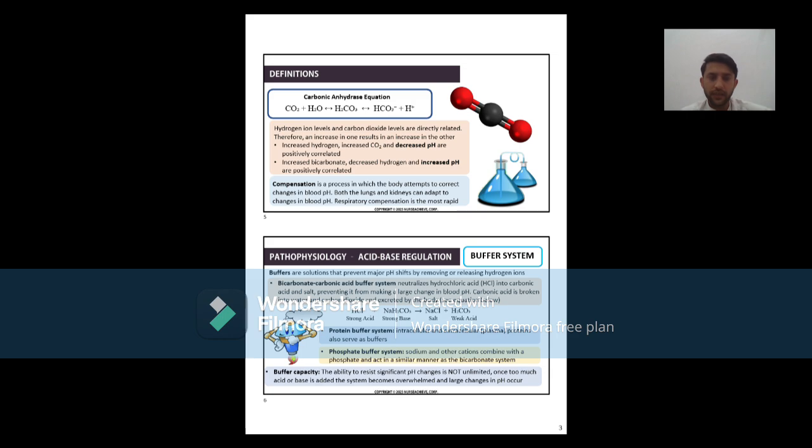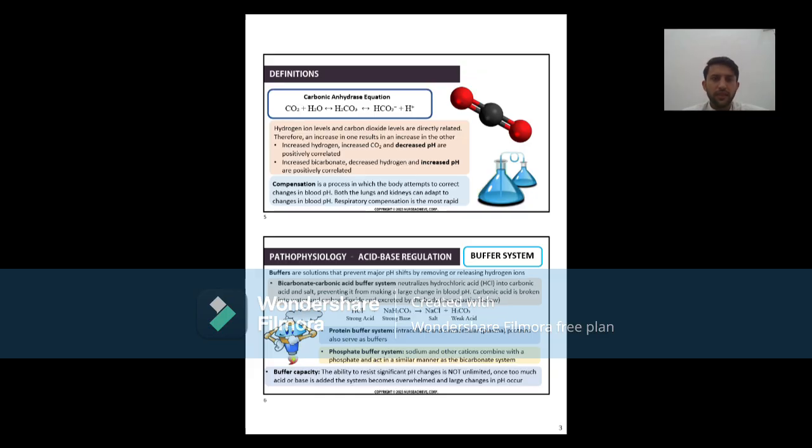If we talk about the extracellular protein, this is albumin. It is the major extracellular protein buffer, along with plasma globulin. It functions to buffer changes in the blood and extracellular fluid. It contributes to the body's overall acid-base balance, though less effectively than intracellular protein. If we talk about the phosphate buffer system, sodium and other cations combine with the phosphate and act in a similar manner as the bicarbonate system.